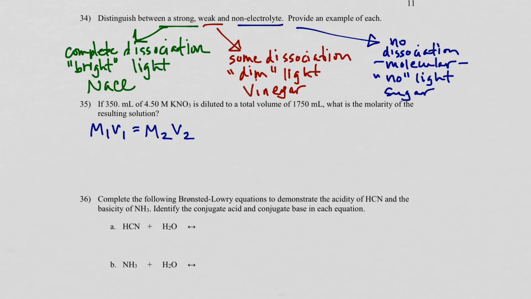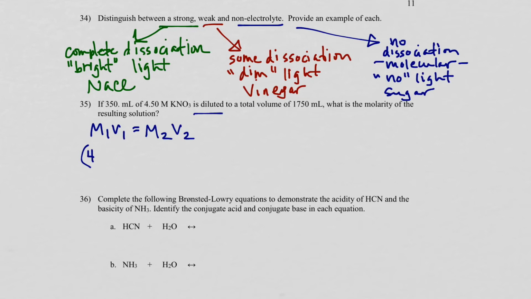If 350 milliliters of 0.45 molarity KNO3 is diluted to a total volume of 1,750 milliliters, what is the molarity of the resulting solution? So this is a solution of KNO3 which is then diluted with water to create a new concentration but still of the same solution. No reaction has taken place. That's what makes this an M1V1 equals M2V2.